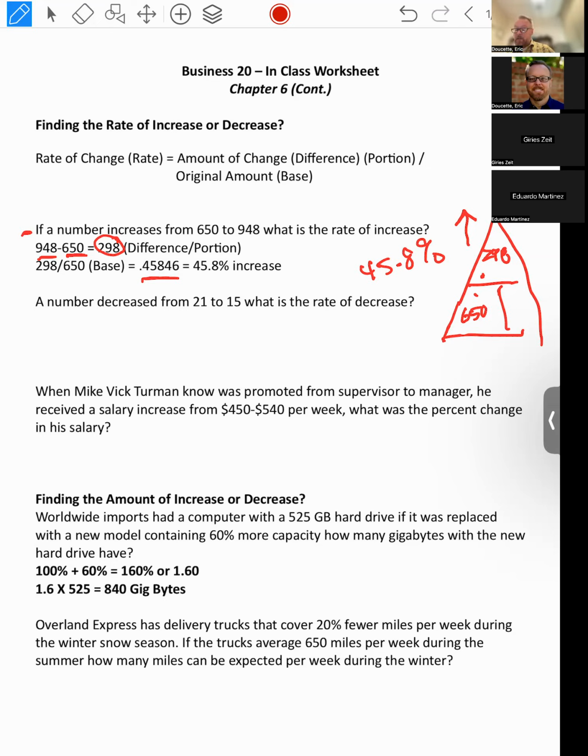Again, a number is decreased from 21 to 15. What is the rate of decrease? So again, first thing you got to do is find out the difference. So what is 21 minus 15? Is 6, right? So I can punch 6 into my formula, 6, and then my original amount was 21. So 6 divided by 21 equals 0.2857. And so that would be a 28.6% decrease or increase. Anybody?